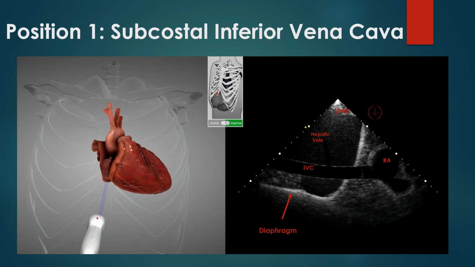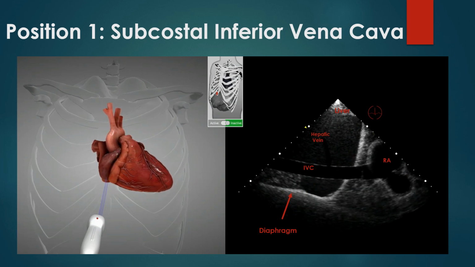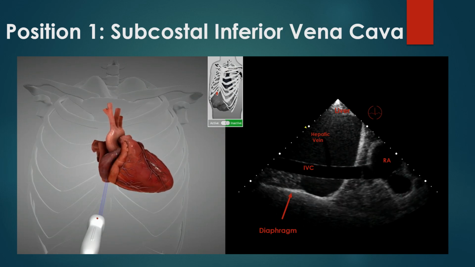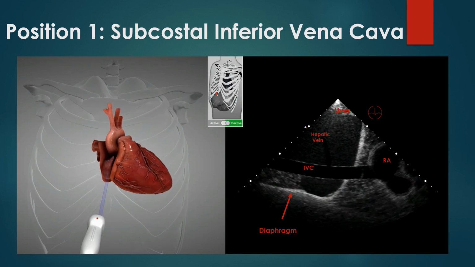What you get from this beam is the liver, the hepatic vein, the IVC, the diaphragm down below, and the right atrium. So depending on the state of volume, you can actually measure the width of this IVC, which should be 1.5 centimeters or so, and whether or not the IVC collapses during inspiration. If it collapses more than 50%, your CVP is typically either euvolemic or hypovolemic.